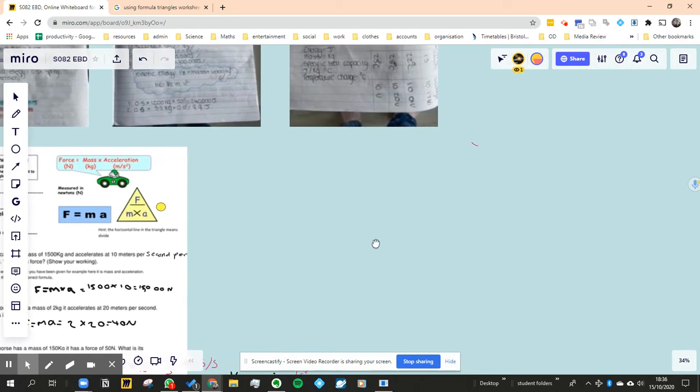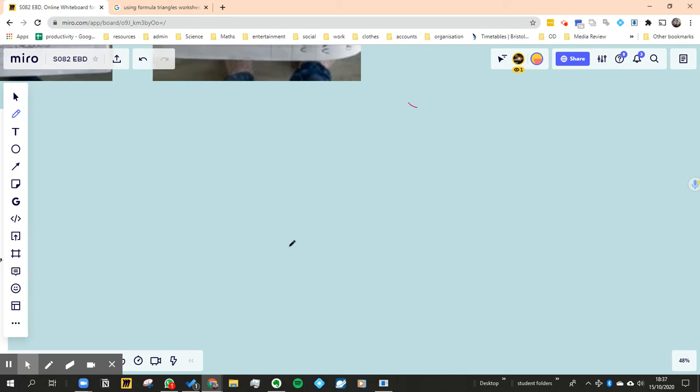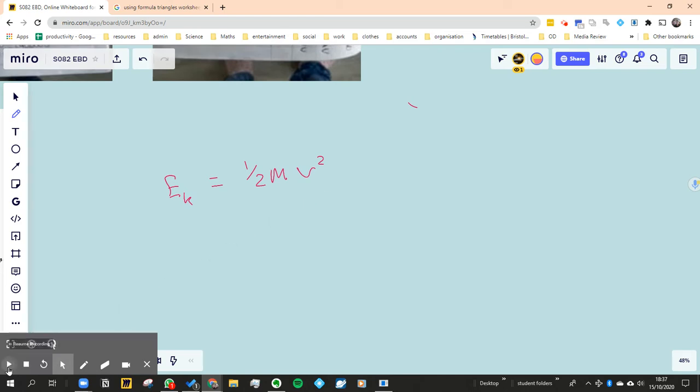So we're going to look at a slightly harder situation now, and that is the formula for kinetic energy. The symbol for kinetic energy nowadays is E subscript K. Subscript just means a little letter. And it's equal to half mv squared. So what does this mean?